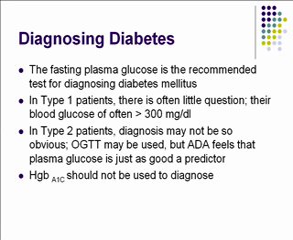In type 2 patients, diagnosis may not be so obvious, because the onset is so gradual many times. An oral glucose tolerance test can be used, but the ADA feels that plasma glucose is just as good a predictor. Hemoglobin A1C should not be used to diagnose because there aren't any good studies that really show that it is a good diagnostic tool. It is a very good management tool, but not really a good diagnostic tool. Many people who would be diagnosed with diabetes will have a hemoglobin A1C that perhaps is at 7 or below, therefore not a good diagnostic tool.